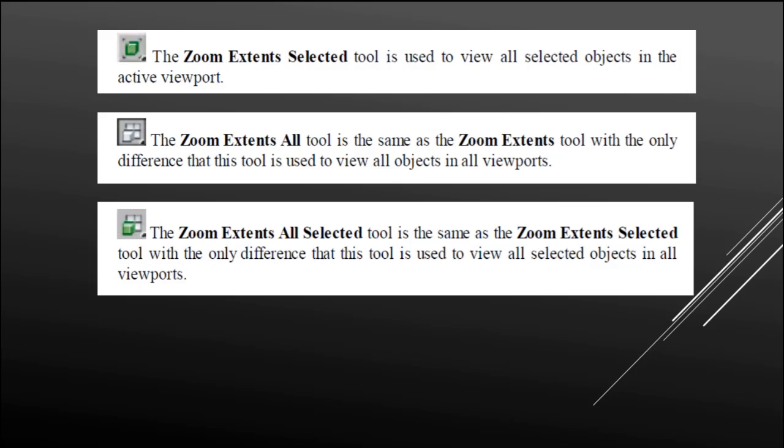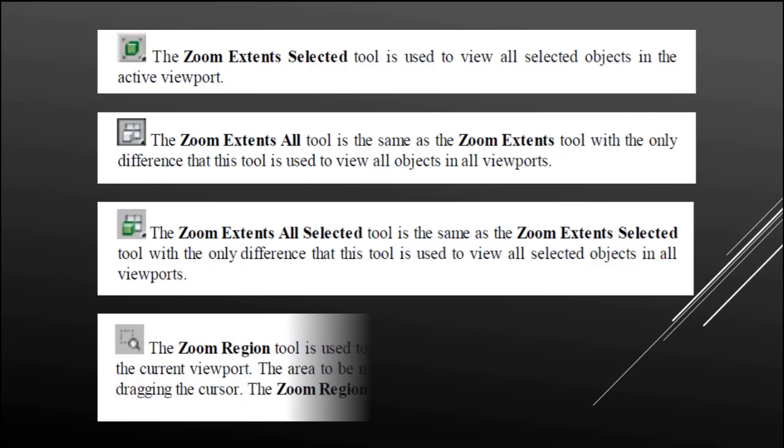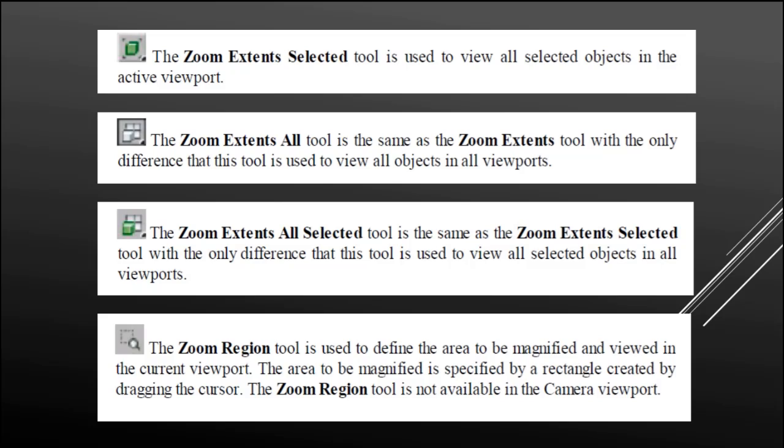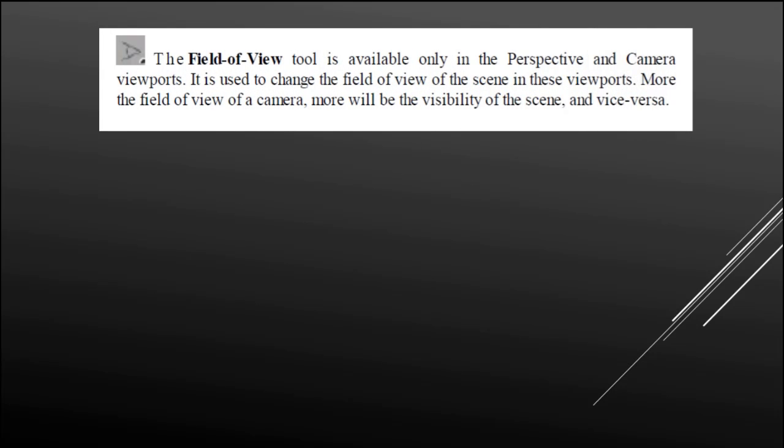The Zoom Region tool is used to define the area to magnify and view it in the current viewport. The area to magnify is specified by a rectangle created by dragging the cursor. The Zoom Region tool is not available in the camera viewport. The Field of View tool is available only in the perspective and camera viewports. It is used to change the field of view of the scene in these viewports. The more the field of view of a camera, the more will be the visibility of the scene, and vice versa.